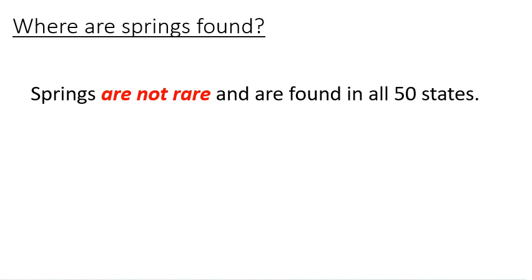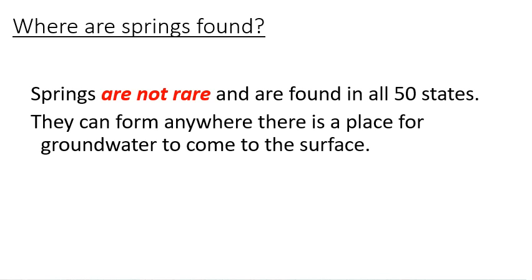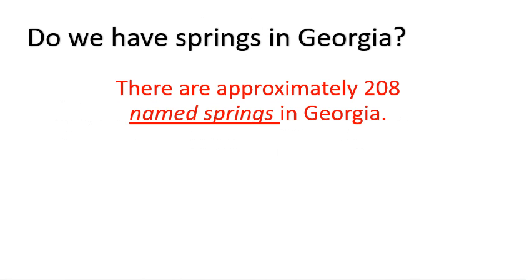Now, where are springs found? They are not rare. They are found in all 50 states. And they can form anywhere where there's a place for groundwater to come to the surface. And every place has groundwater, even in the middle of the desert. So you're going to find springs everywhere. Do we have them in Georgia? Yes. There are approximately 208 named springs in Georgia. When I say named springs, that means they were big enough or significant enough for somebody to look at it and say, hey, this is a special source of water. I'm going to call it something.